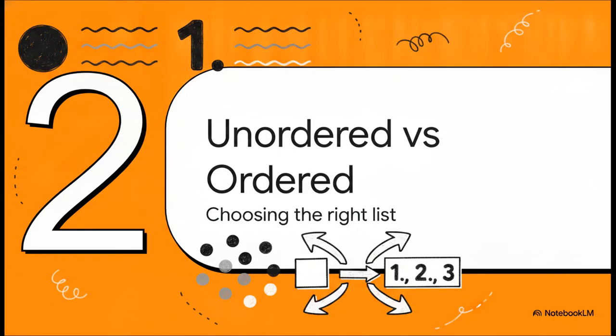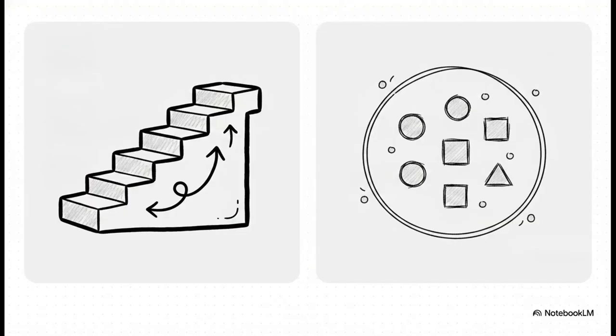Moving on to Section 2, unordered versus ordered lists, and how to choose the right one for your content. Let's compare these directly. On the left, we've got ordered lists, created with the OL tag. You're going to use these when sequence, preference, or priority absolutely matters. Think of a step-by-step recipe or instructions on how to install a new piece of software. If the order gets mixed up, the information loses its meaning, right?